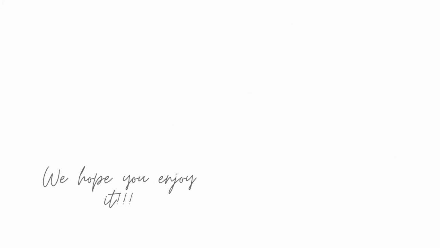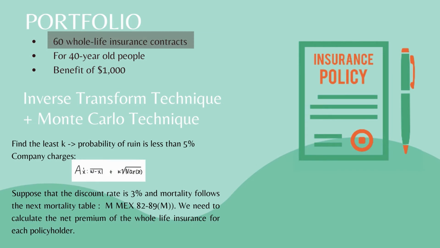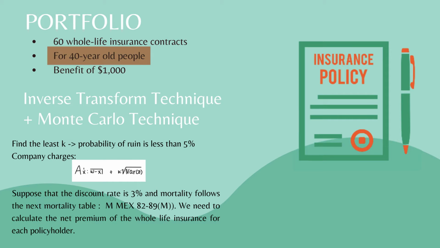Okay, let us suppose we have a portfolio with 60 whole life insurance contracts for 40-year-old people with a benefit of 1,000. With the use of the inverse transform technique, as well as the Monte Carlo technique, we will find the least k such that the probability of ruin is less than 5%.